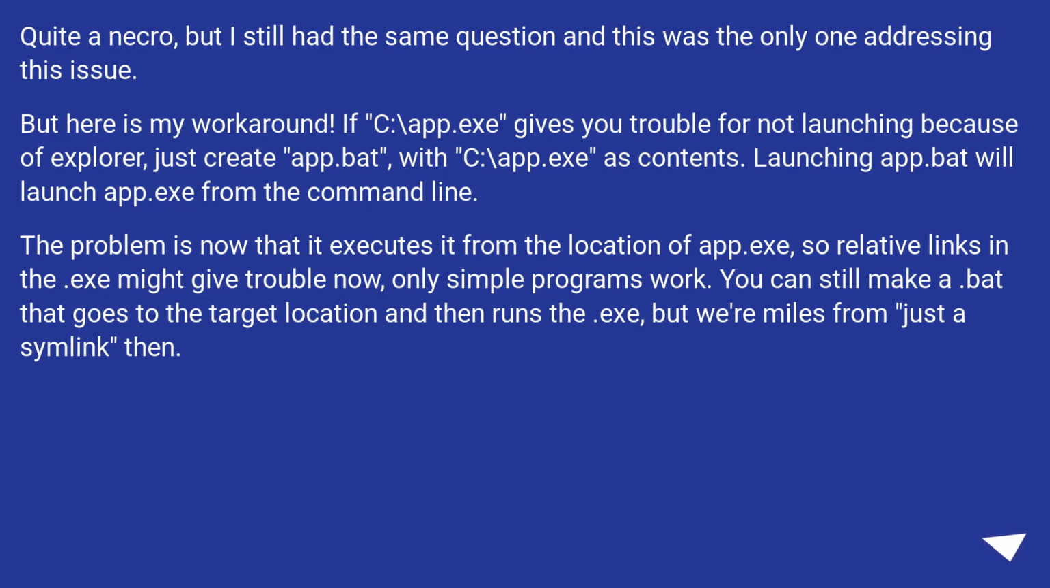The problem is now that it executes it from the location of app.bat. So relative links in the X might give trouble now, only simple programs work. You can still make a bat that goes to the target location and then runs the X, but we're miles from just a symlink then.